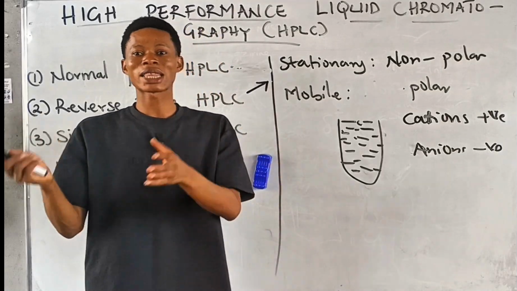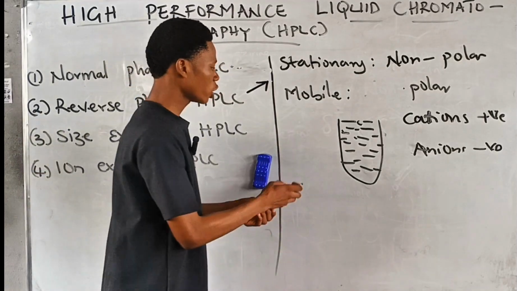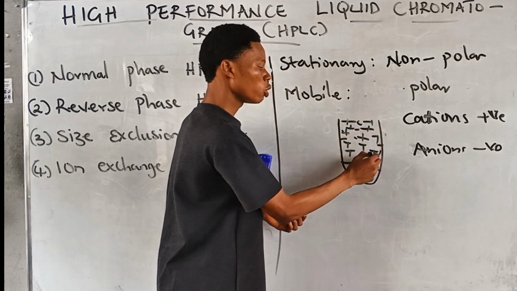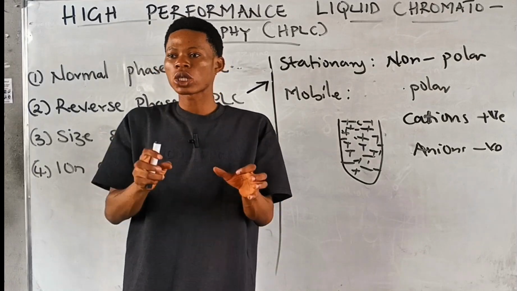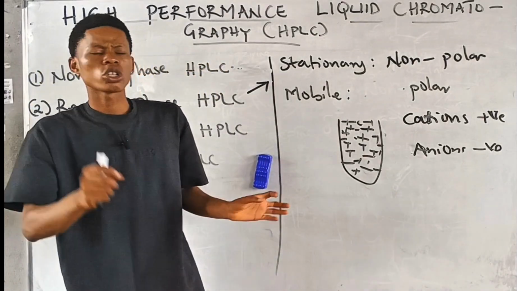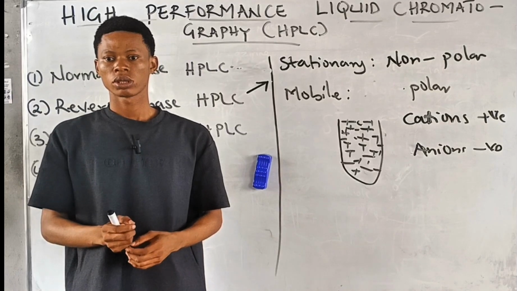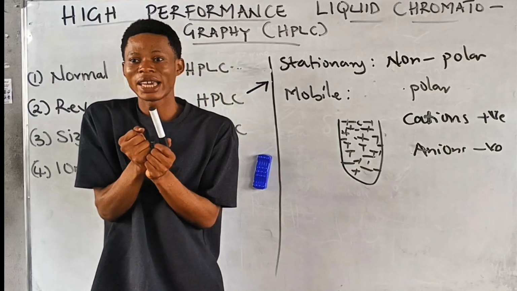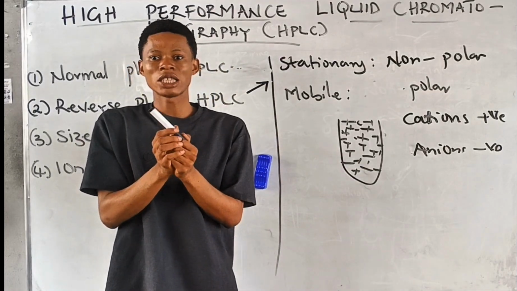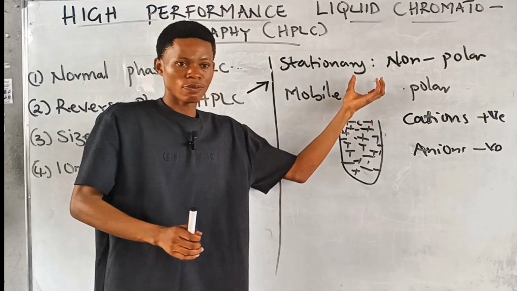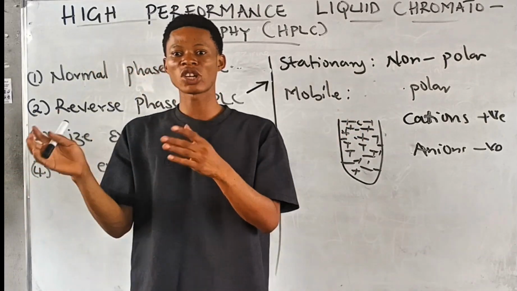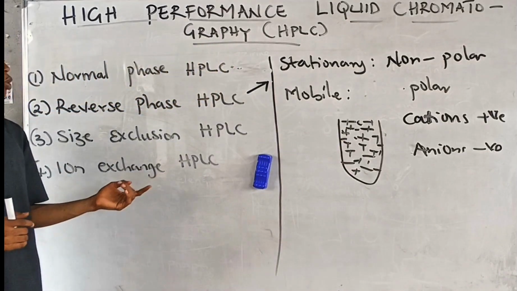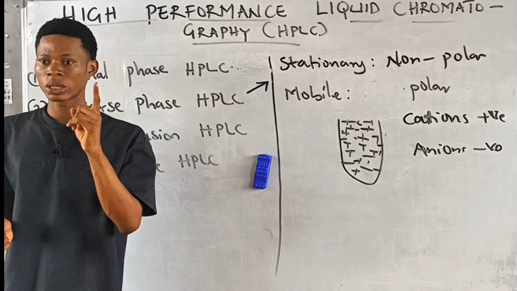Now we want to separate cations from anions. Check this. If the column is made of positive charges, and I have a mixture of positive and negative charges in what I want to separate, what do you think will pass through the column? Positive, right? Because this positive column will attract the negative and hold them captive. So only the positive will go out, because like charges repel, while unlike charges attract. So ion exchange HPLC separates based on charges.